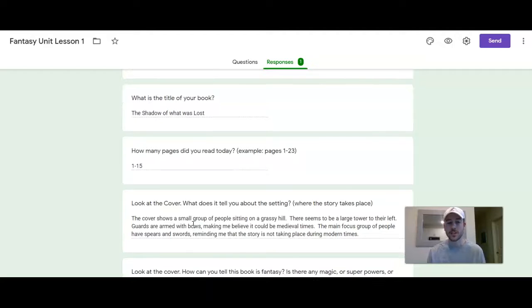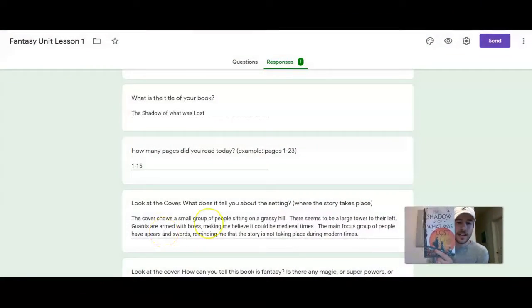The first question talks about looking at the cover. What does it tell you about the setting? So I know that the setting is where the story takes place. The cover of my book, what does it tell me about the setting? You can see here that this story is kind of taking place, it looks like alongside of a hill maybe. It's grassy. There's a large building here at the top with what looks like guards. It could be medieval because they have bow and arrows and swords and staffs.